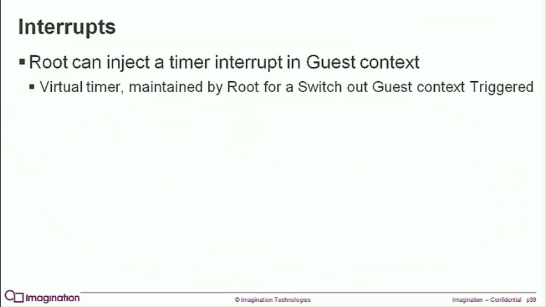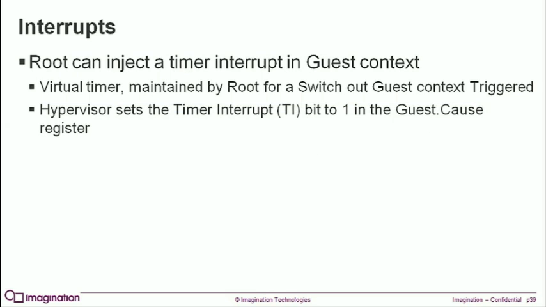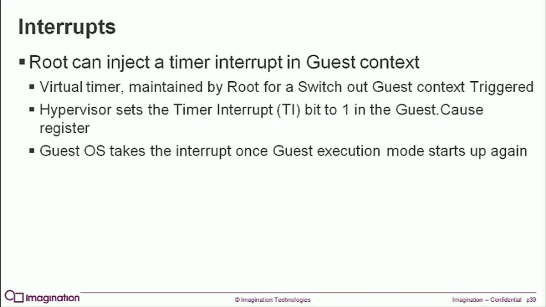In systems where there are multiple guest contexts, the hypervisor should maintain a virtual timer for switched out contexts. If the timer triggers while the guest context is switched out, the hypervisor should switch in the guest context. The hypervisor will need to set the timer interrupt bit in the guest cause register before completing the context switch. The guest OS will take the timer interrupt once guest execution is resumed.